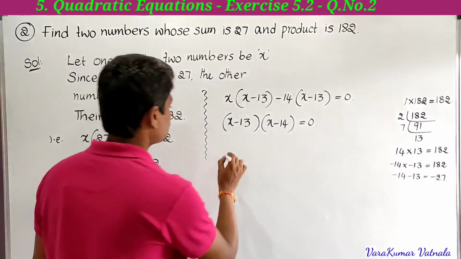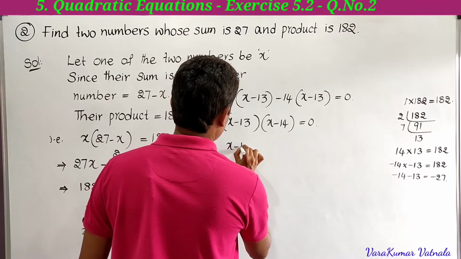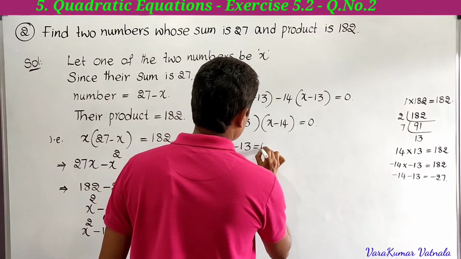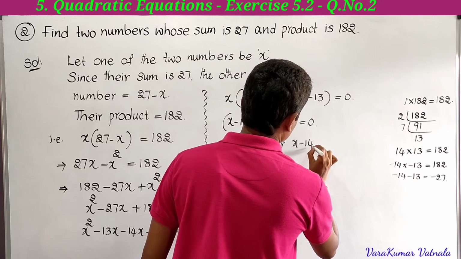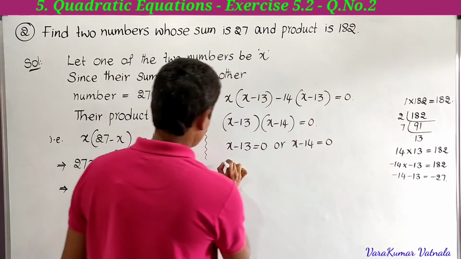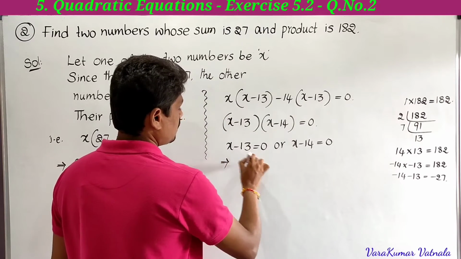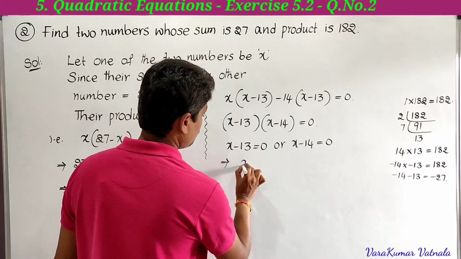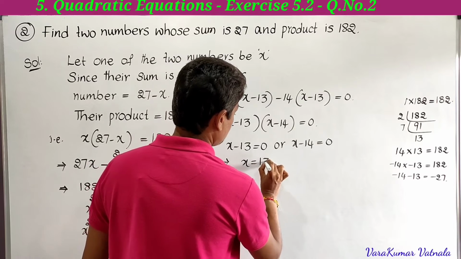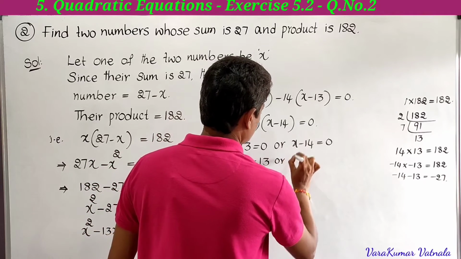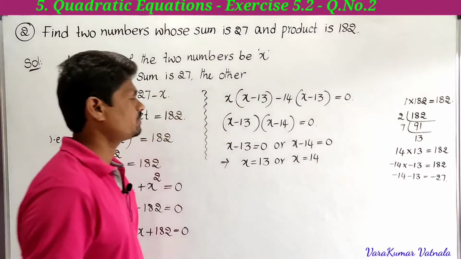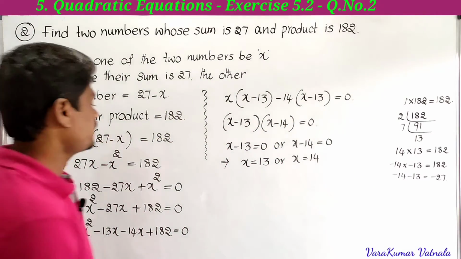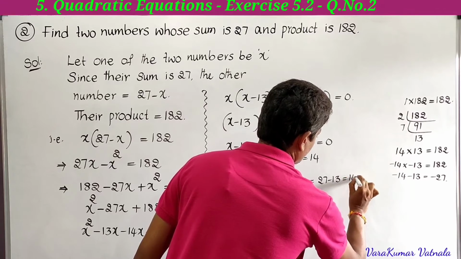So now x minus 13 equal to 0 or x minus 14 equal to 0. From this what we get, see here, take minus 13 to the right side, we get x is equal to plus 13 or x is equal to plus 14. Take minus 14 to the right side, it becomes x equal to 14.